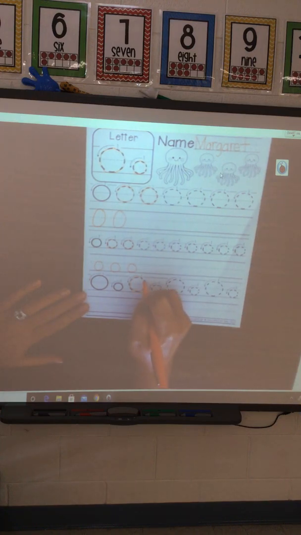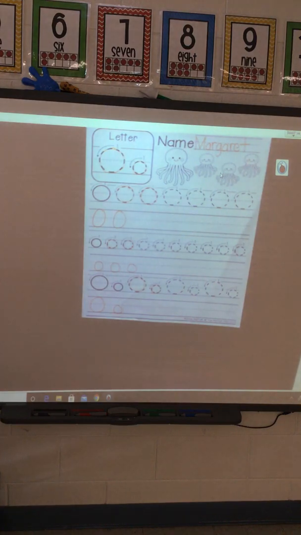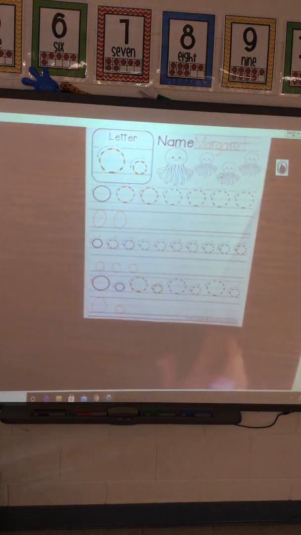We trace them. And then we write them. Uppercase O, curve it around and close it. Lowercase O, start on the dotted line, curve it around and close it, and fill up that whole line with O's.